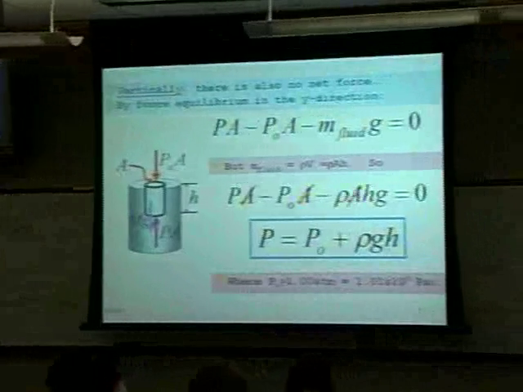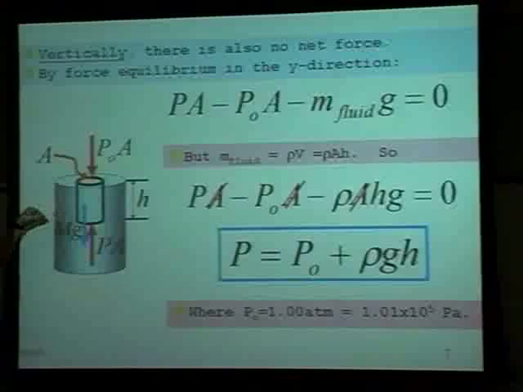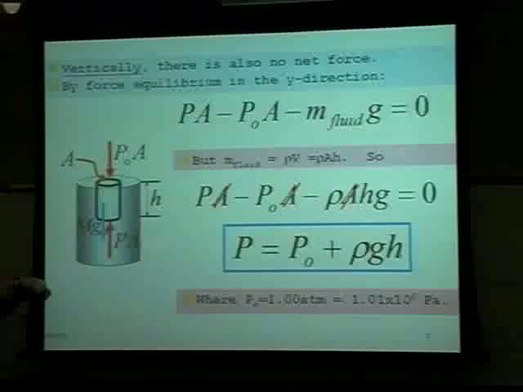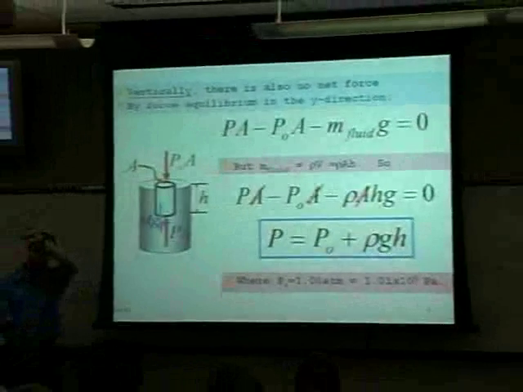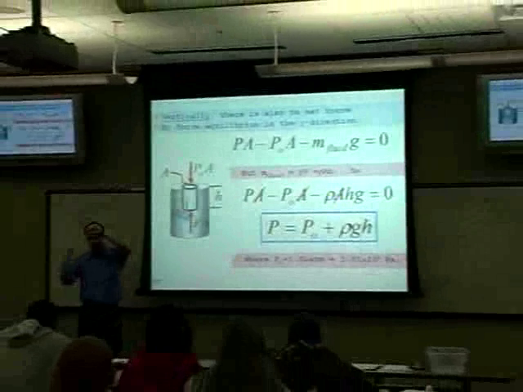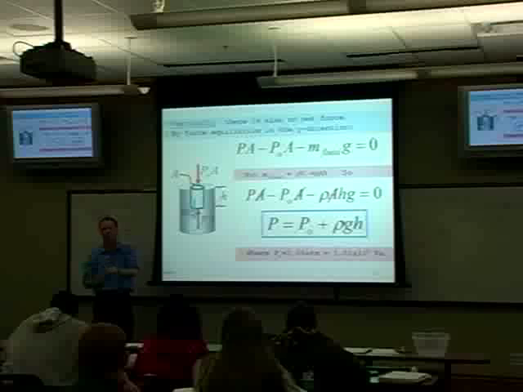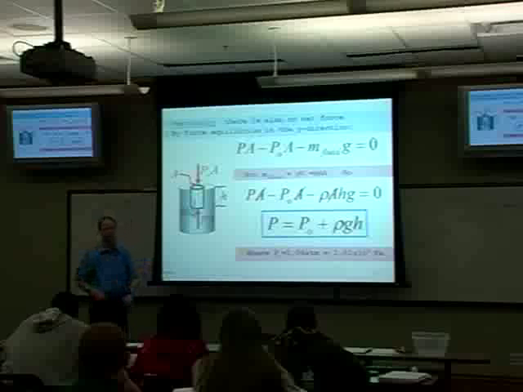Oftentimes, if this were at the top of a container of fluid, the pressure at the top would be atmospheric pressure if it were open to the atmosphere. But it doesn't have to be that way. If we're in the middle of the fluid, it still would be the pressure at the top of that can plus rho GH to the bottom would equal the pressure at the bottom. So you can always think of this as the pressure at the top, but oftentimes that P naught will be atmospheric pressure that actually is at the top.